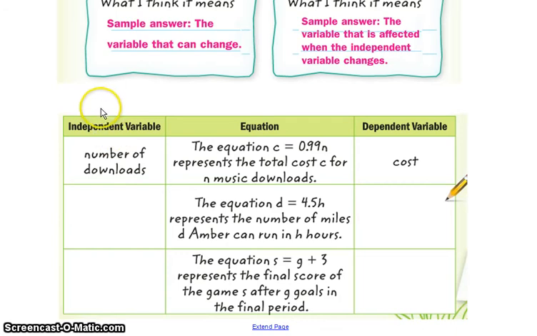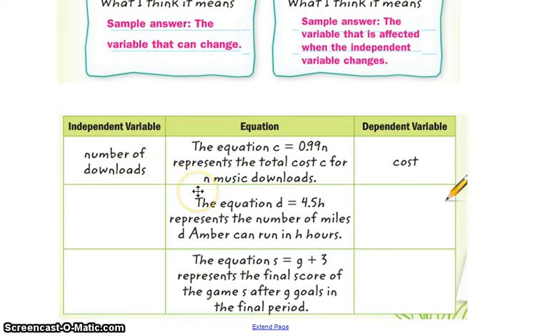What we want to do is practice identifying the independent variable and the dependent variable. And again, something that might help you is, what would I put along the x-axis? If I was going to graph this, what would be along the x-axis? Because that's going to be your independent variable. If we look at the first example, the equation is c equals 0.99n, and it represents the total cost, c, for n music downloads. The number of downloads is going to be your independent variable. Did you download 5, 6, 7? And your dependent is going to be the cost, because the cost depends on the number of downloads.